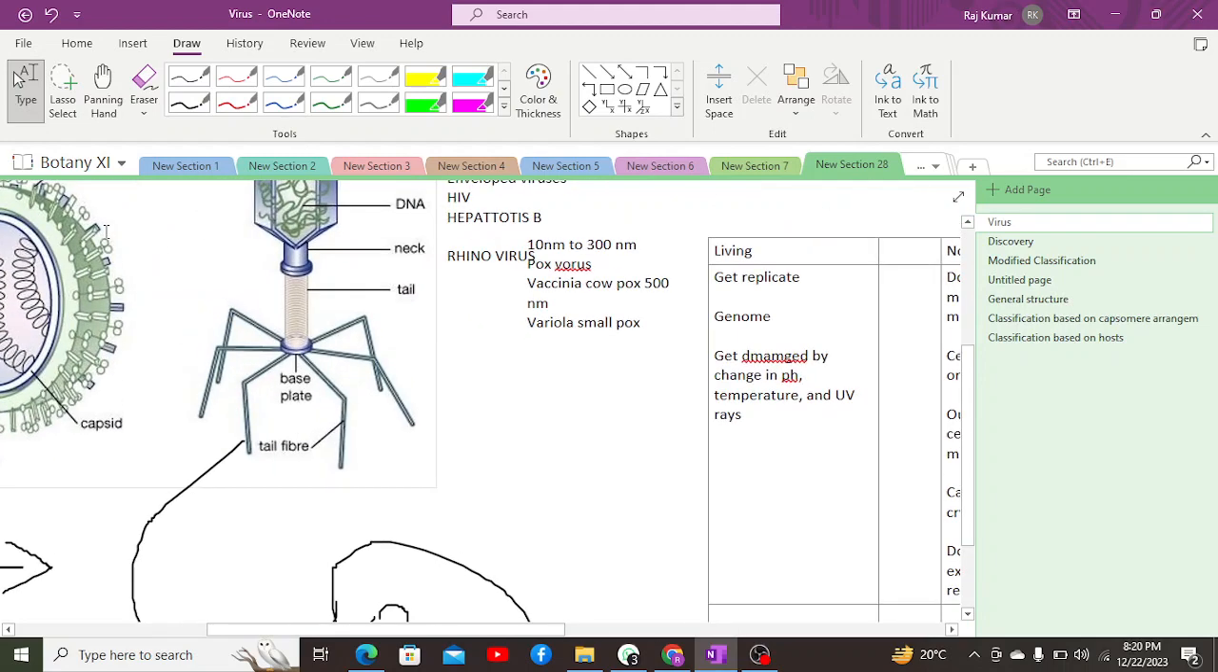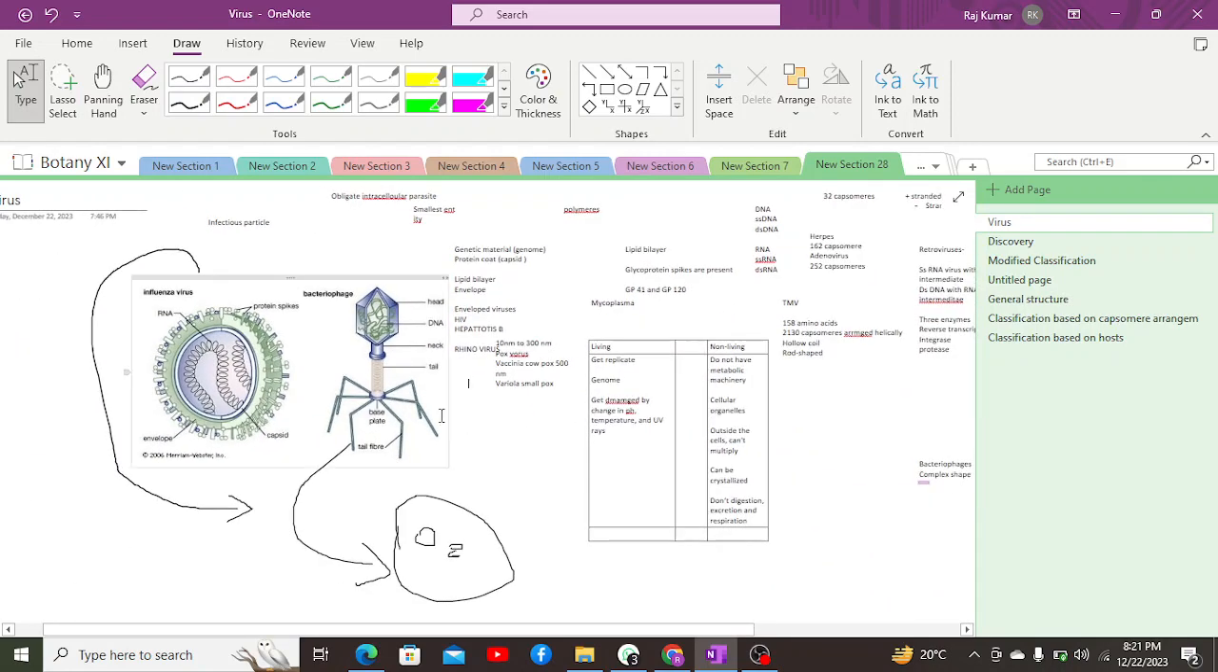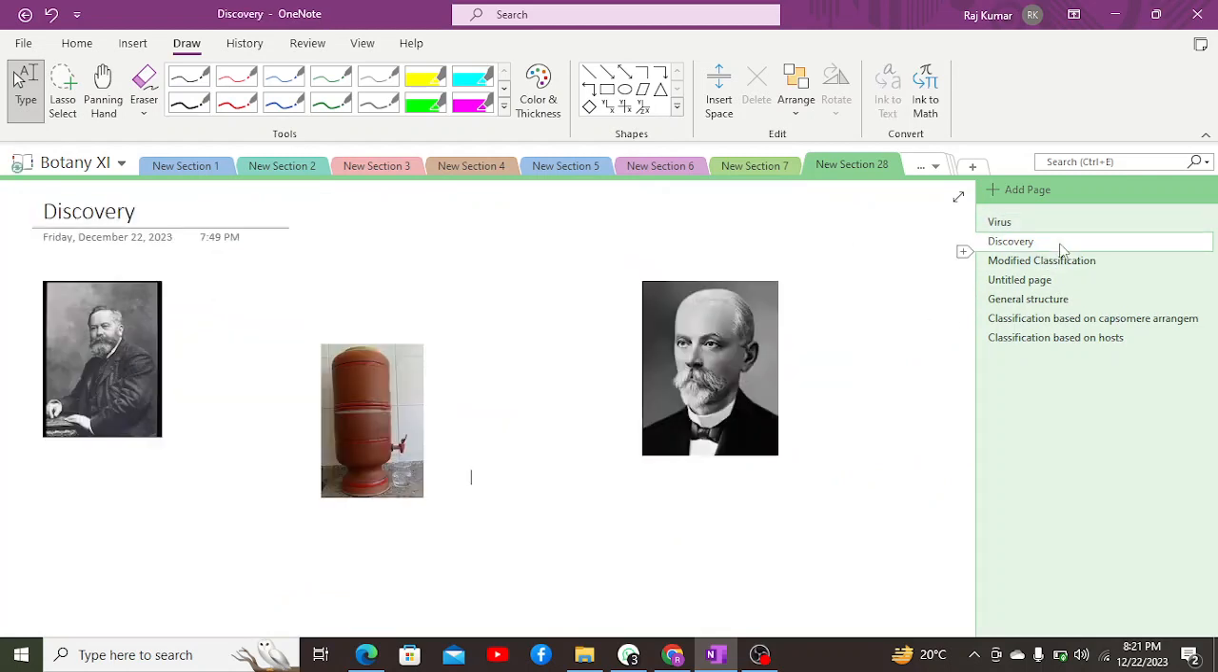So as you can see in the diagram, this diagram showcases the bacteriophage, which has a tail part and a head part. The head part is polyhedron, the tail part is rod shape. And this structure, in which polyhedron is the head and rod shape is the tail part, is known as a complex structure. Its classification is based on upcoming topics.